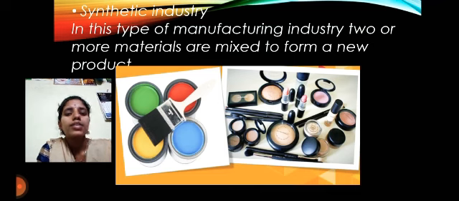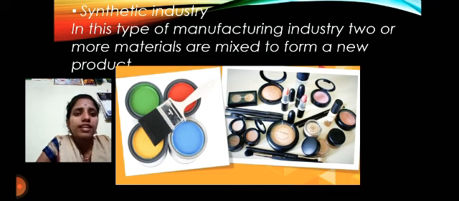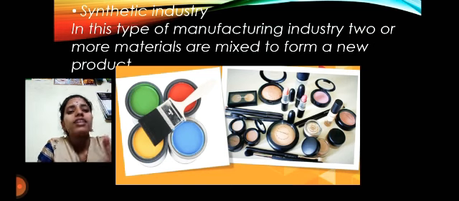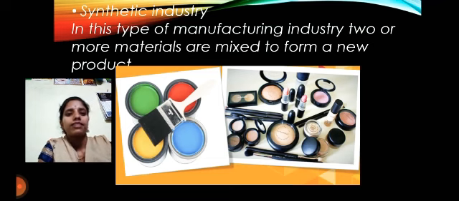And next one, synthetic industry. In this type of manufacturing industry, two or more materials are combined together to form a new product.